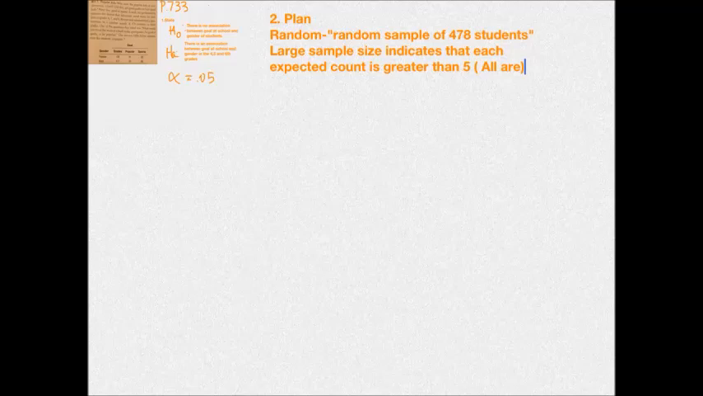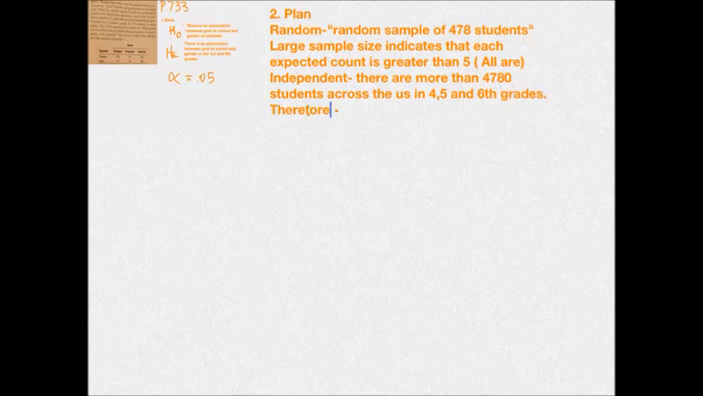The third check would be to establish independence. This is where the 10% rule comes into play. So, there are more than 4,780 students across the U.S. in 4th, 5th, and 6th grade. Therefore, the sample is independent.